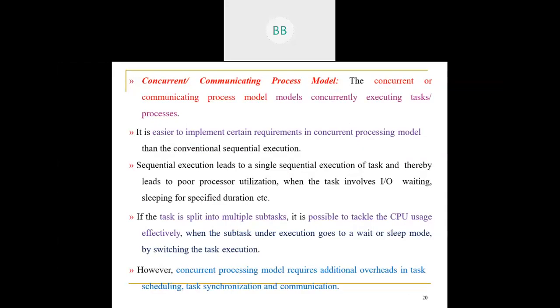The last type of modeling is the concurrent and communicating process model. This model is used for synchronizing and executing various processes by using different types of communication techniques like shared memory, message passing, or events. It is basically used for concurrent execution of the various tasks or functions in an application.